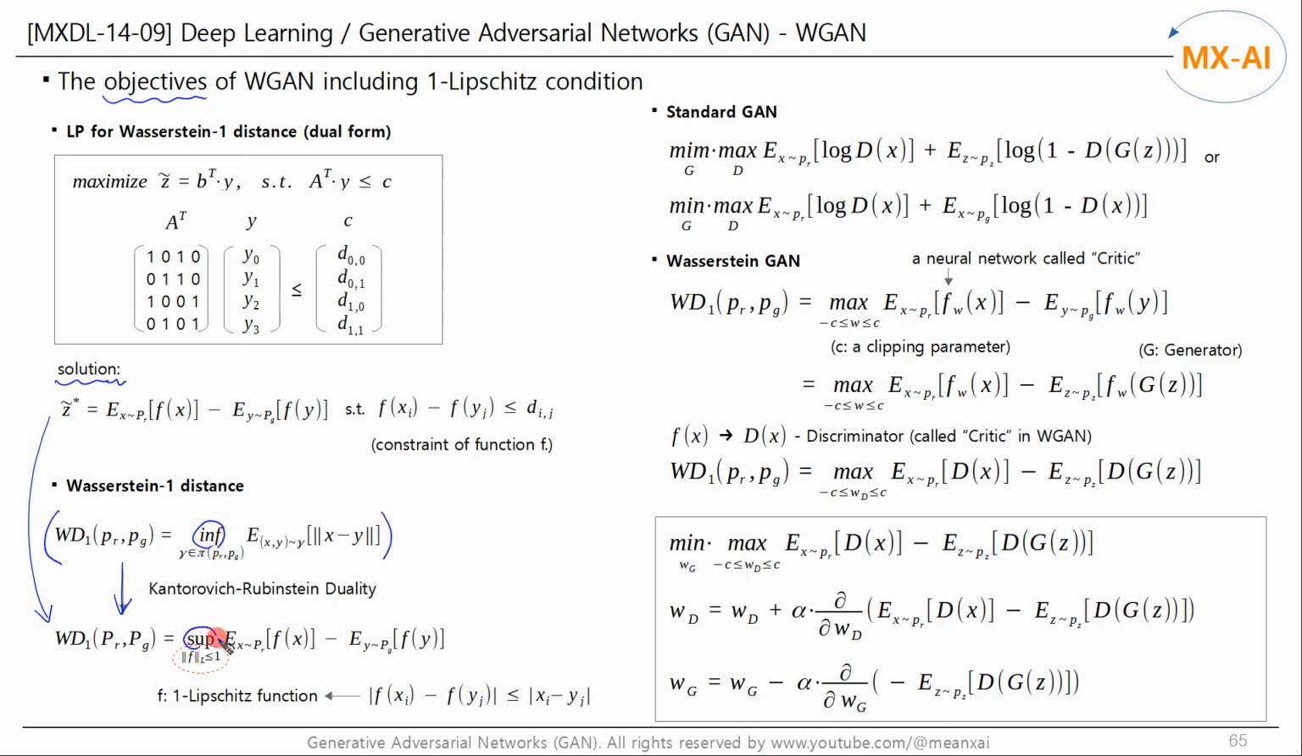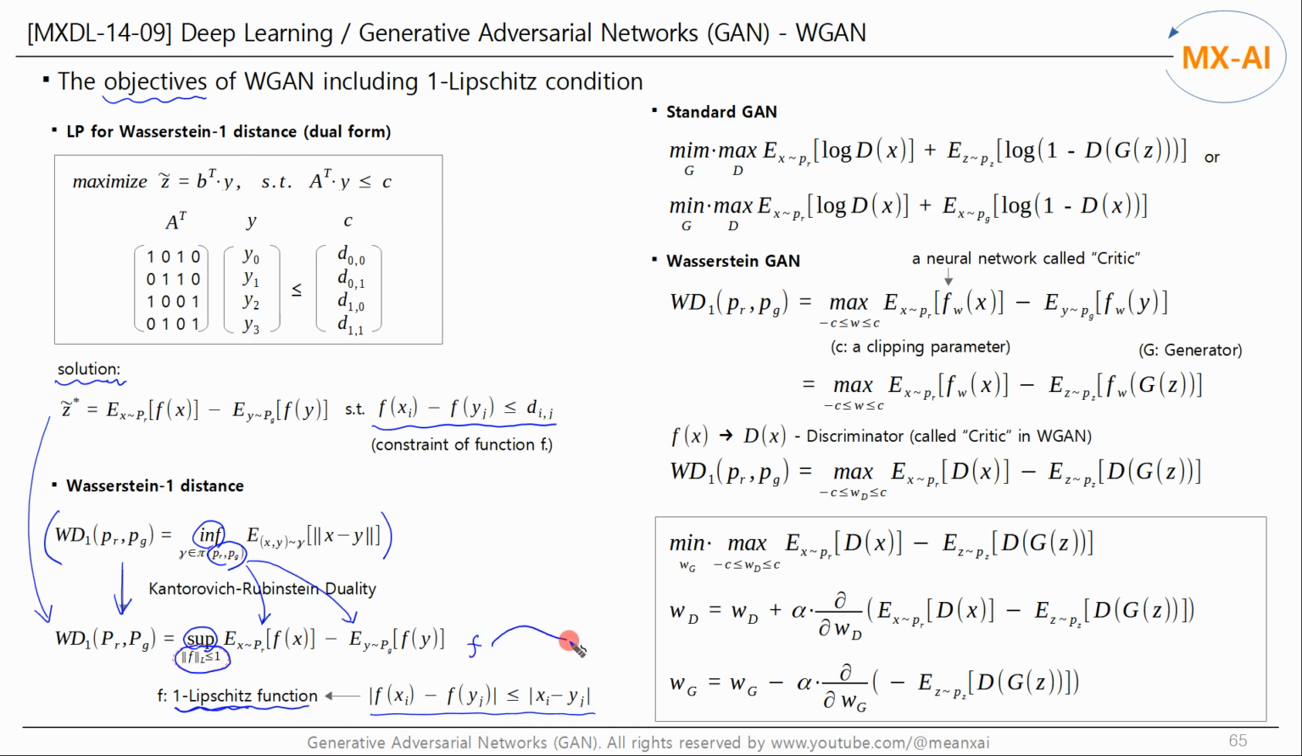Infimum changes to supremum, and PR and PG are broken down into two parts. And additionally, we have a constraint like this. This is the constraint in this dual solution. This implies the one Lipschitz condition. If a function f satisfies the following inequality, the function f is called a one Lipschitz function. This means that the slope of the function f is less than or equal to 1 over the entire interval.